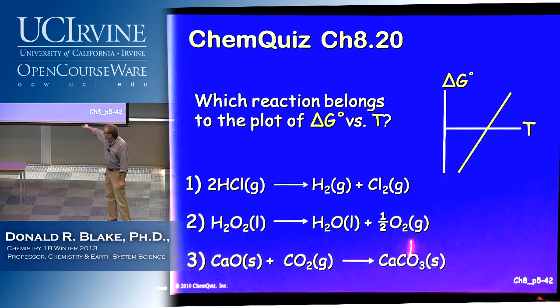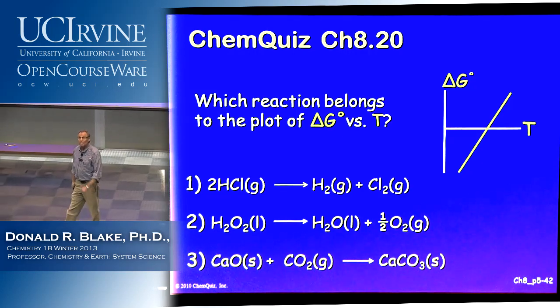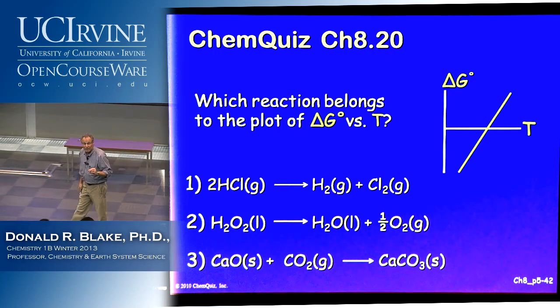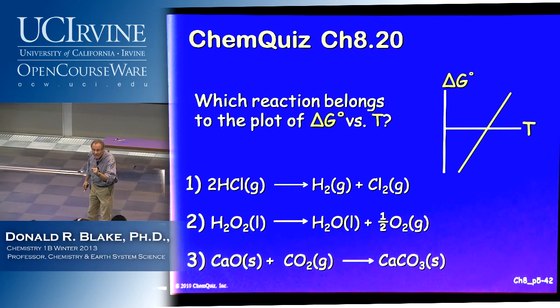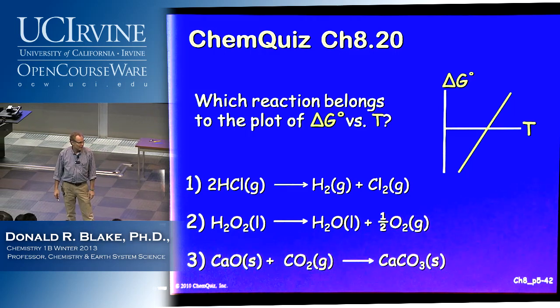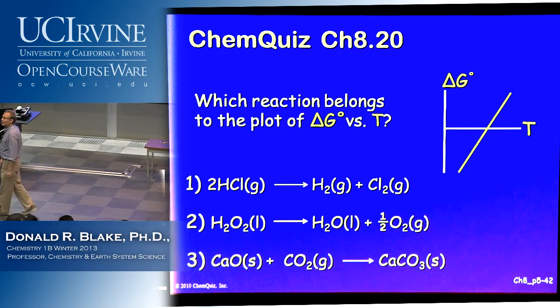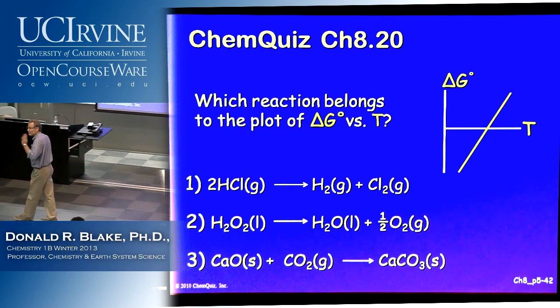But I can't tell delta H from these things. I can't look at an equation and tell whether the delta H is a positive or a negative. So I'm going to look at the entropy. Okay? So what must the sign of entropy be? Folks, look at this. Delta G is increasing with temperature. The only way to make that happen is to have a negative entropy, because a negative times a negative is a positive.